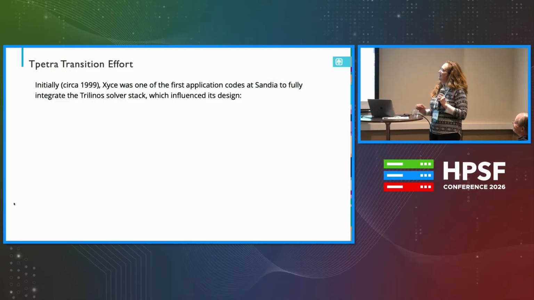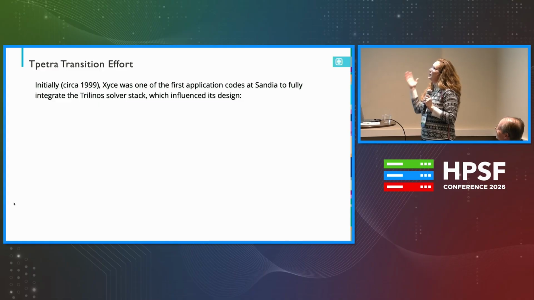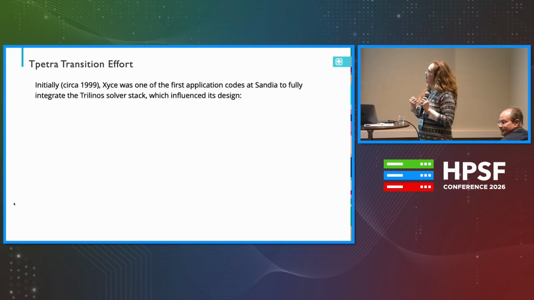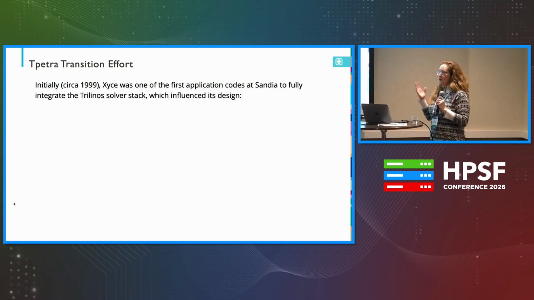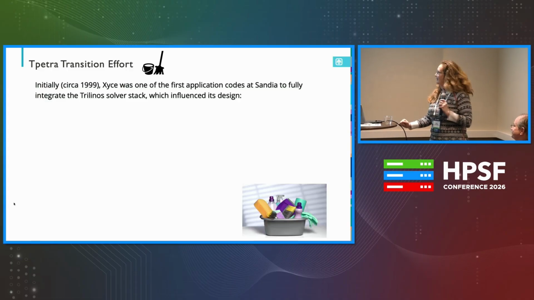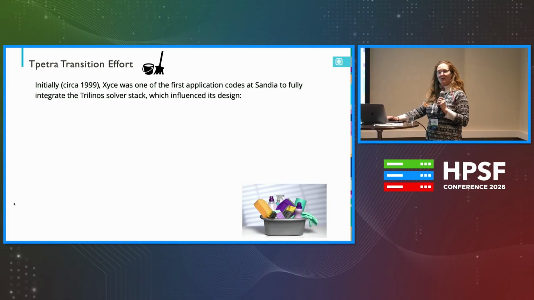So, yeah. Tpetra transition effort. Okay, so we were one of the first application codes, and we really did embody the use of Trilinos in our design, which is good and bad, right? So it means that the first thing you have to do is some cleanup. You gotta get in there with your mop and bucket and figure out what you've done wrong. And Xyce has done a lot wrong, so I'm not here to throw shade on Tpetra. There's a lot wrong. We're gonna deal with that.